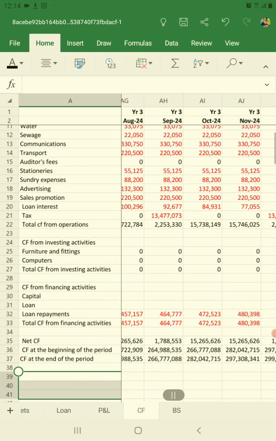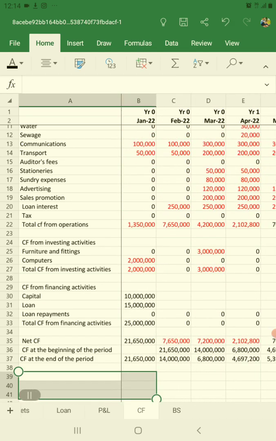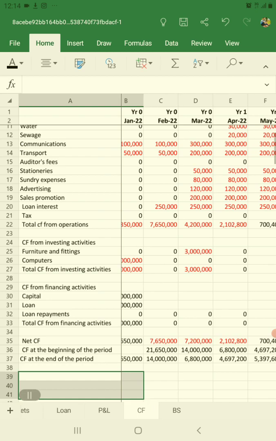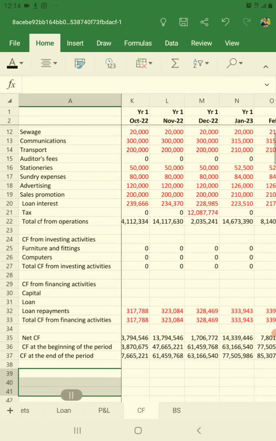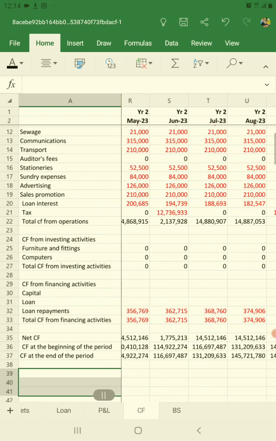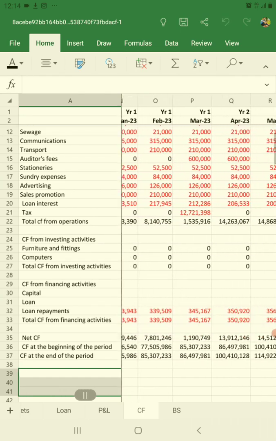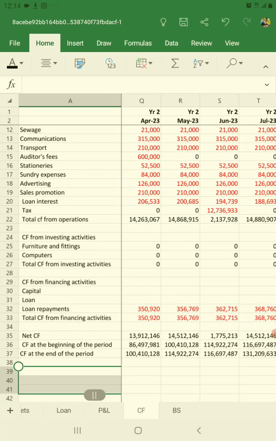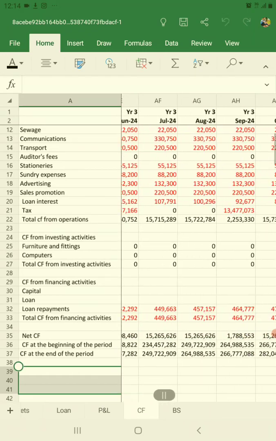Okay, and we have also modeled the loan. The assumption of the loan was 15 million, and these are the loan repayments, so total financing cash flow we have projected there. So that's how our projected cash flow statement looks.